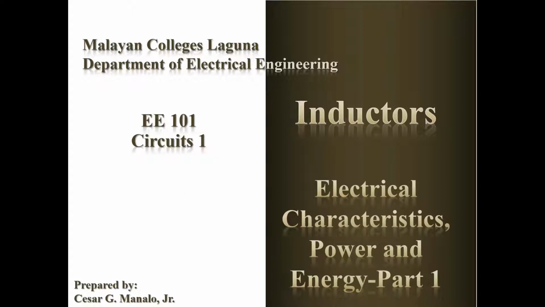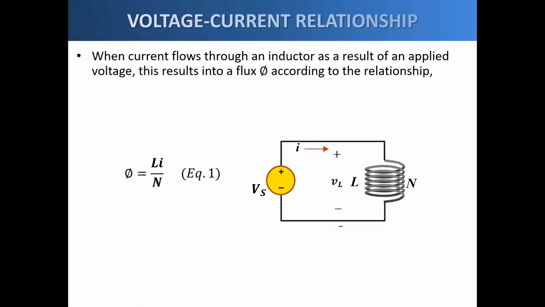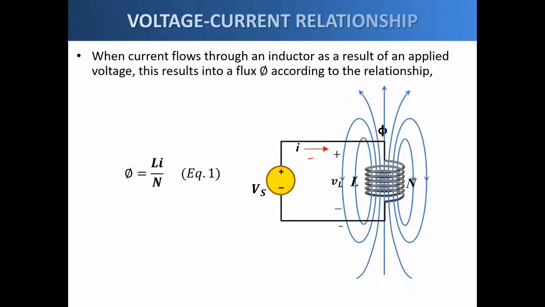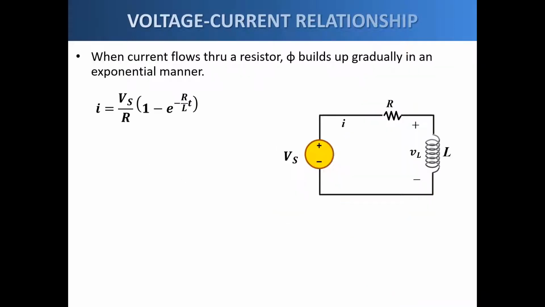In this video, we take a closer look at inductor characteristics. We have mentioned before that once current flows through the inductor, a flux will occur immediately. Let's say we connect our inductor to a voltage source via a resistance R. This circuit is called a series RL circuit.